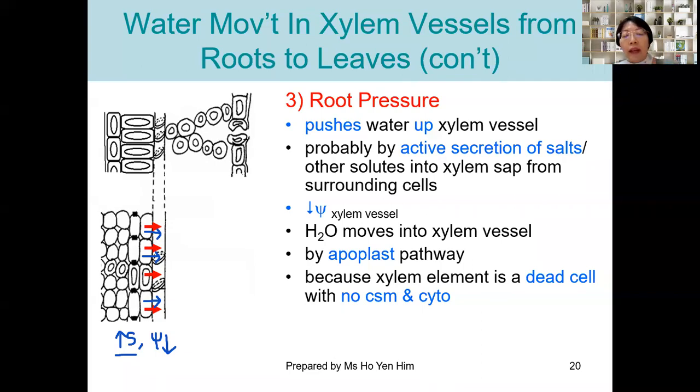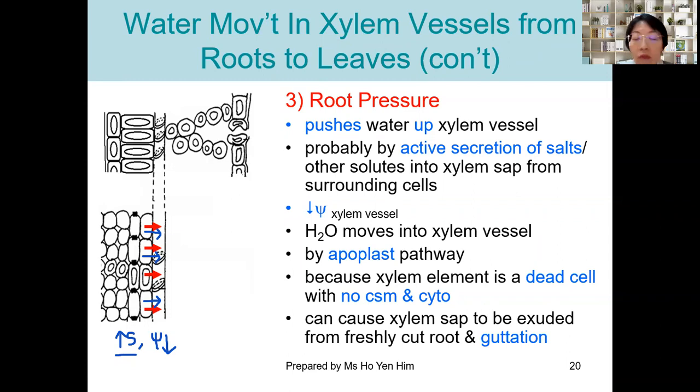So the only way it can enter the cell is through the apoplast. It means the only way the water can enter the xylem vessel is it must pass through the cell wall of the xylem vessel. Then when it enters, the lumen is totally empty. There's no cytoplasm, there's no cell surface membrane. So there cannot be symplast inside the xylem. Okay, so the only way is apoplast.